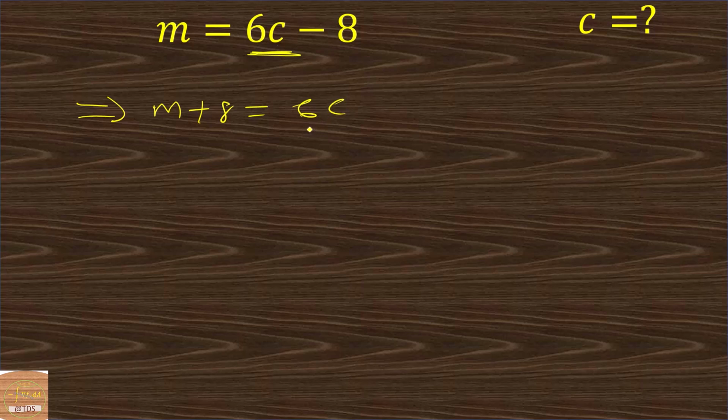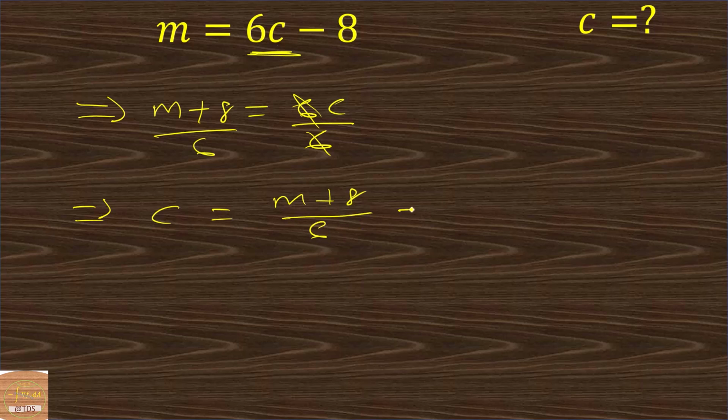Therefore, I'll divide both sides by 6. So we have c equals m plus 8 over 6. Or you can say m on 6 plus 8 on 6. You can reduce this one, by 2: 8 on 6 becomes 4 on 3. So we have m on 6 plus 4 on 3.